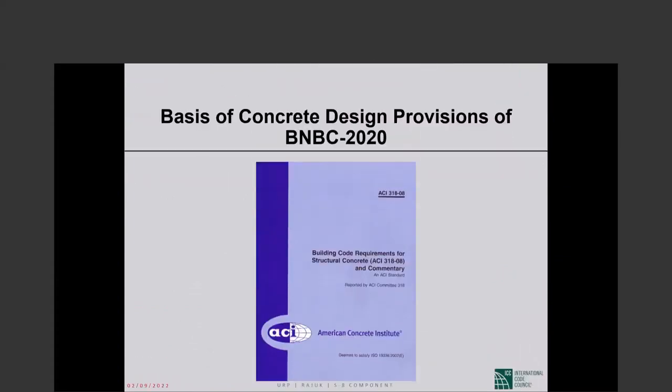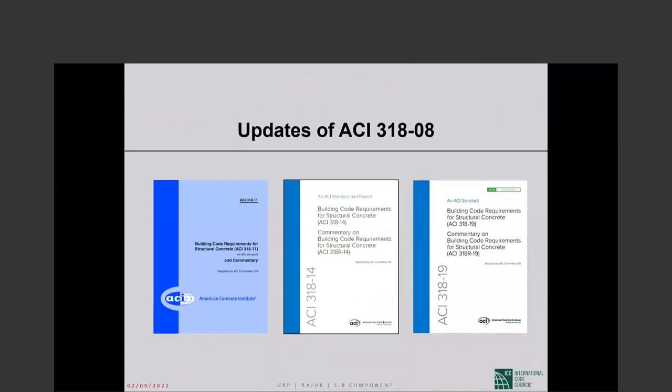as with everything else. And I think it has been mentioned repeatedly during the concrete sessions that the basis of the concrete design provisions of BNBC 2020 is ACI 318-08. Okay. Now, after 318-08 until now, we have had three editions of ACI 318, 318-11, 318-14, 318-19, which is the latest.